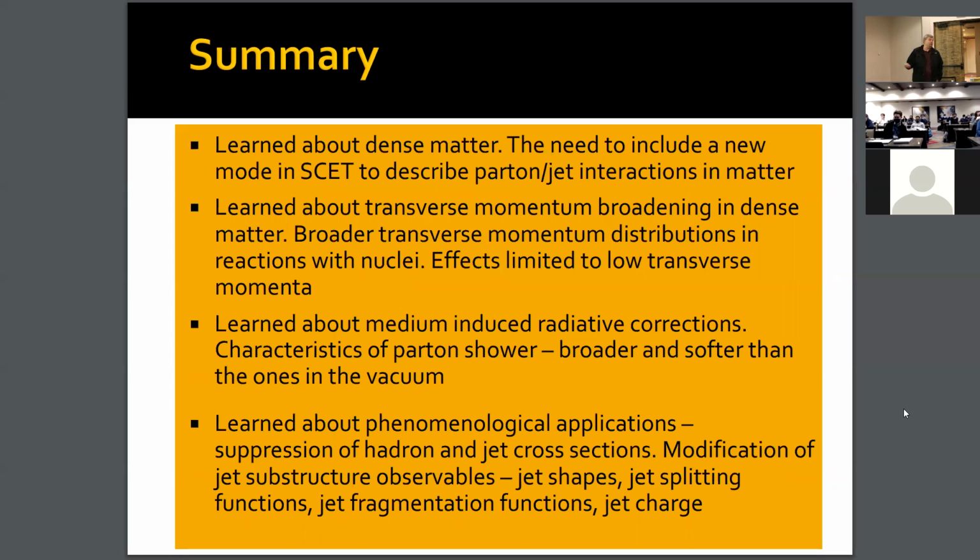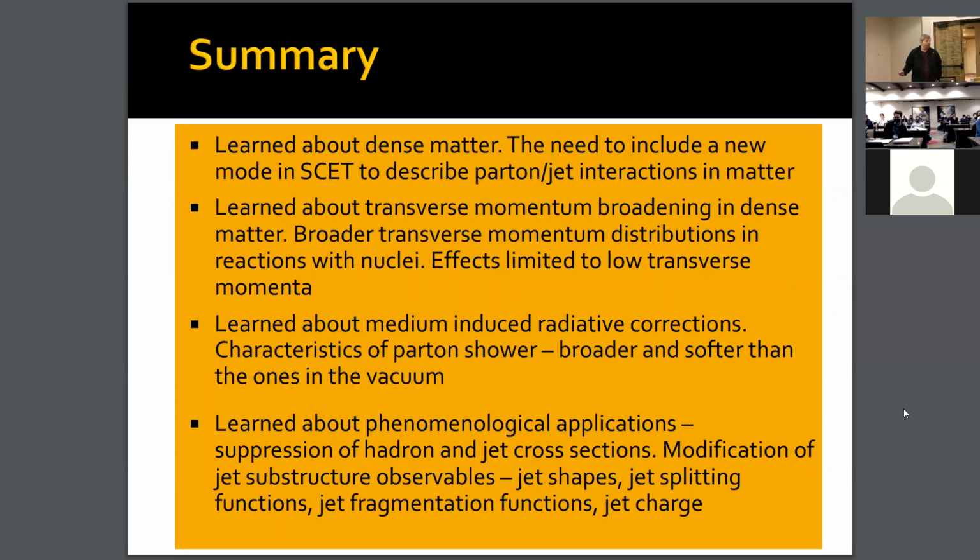We learned about transverse momentum broadening. We can calculate it and we can describe all of those effects in terms of a couple of universal parameters, like the transport parameter. So we can cut down two dimensions in our TMD parameterization. And if we know the TMDs, let's say on a proton, we can predict what they will be on nuclei at every single impact parameter. However, the effects are limited at low transverse momentum.